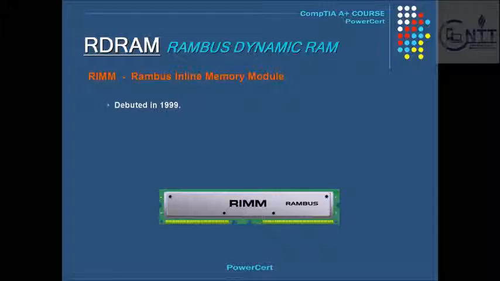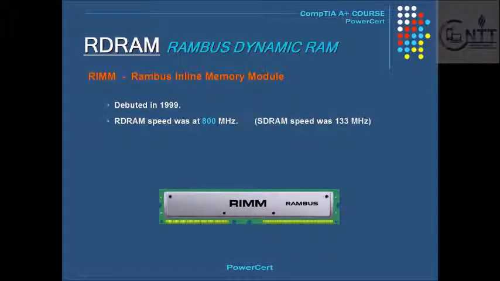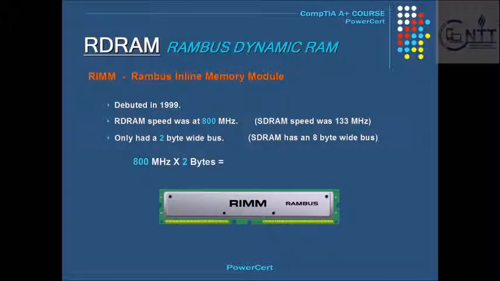When RDRAM debuted in 1999, it ran at 800 MHz, which was considerably faster than SDRAM, which ran at 133 MHz at that time. But even though it was a lot faster than SDRAM, RDRAM only had a 2-byte wide bus, compared to SDRAM, which had an 8-byte wide bus. So if you multiply the speed of RDRAM, which was 800 MHz, times the bus width, which was 2 bytes, you would get a total bandwidth of 1600 megabytes per second.